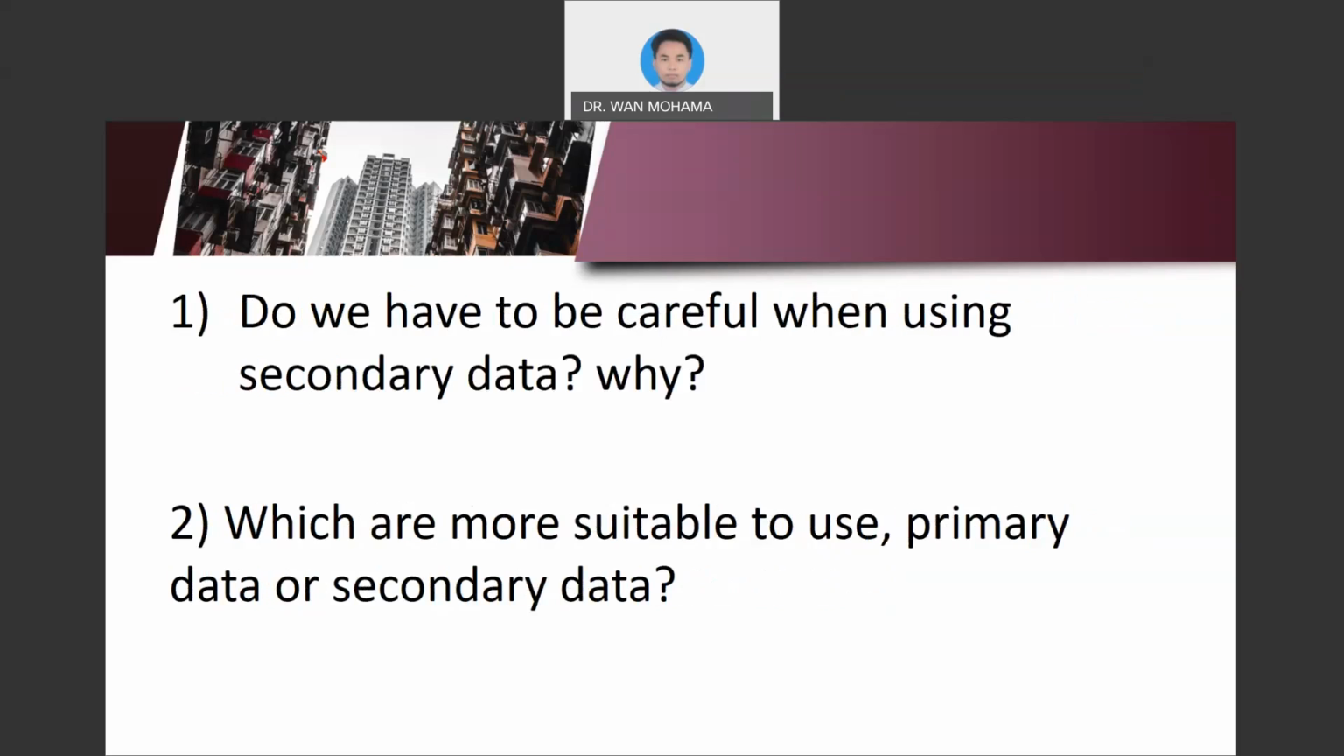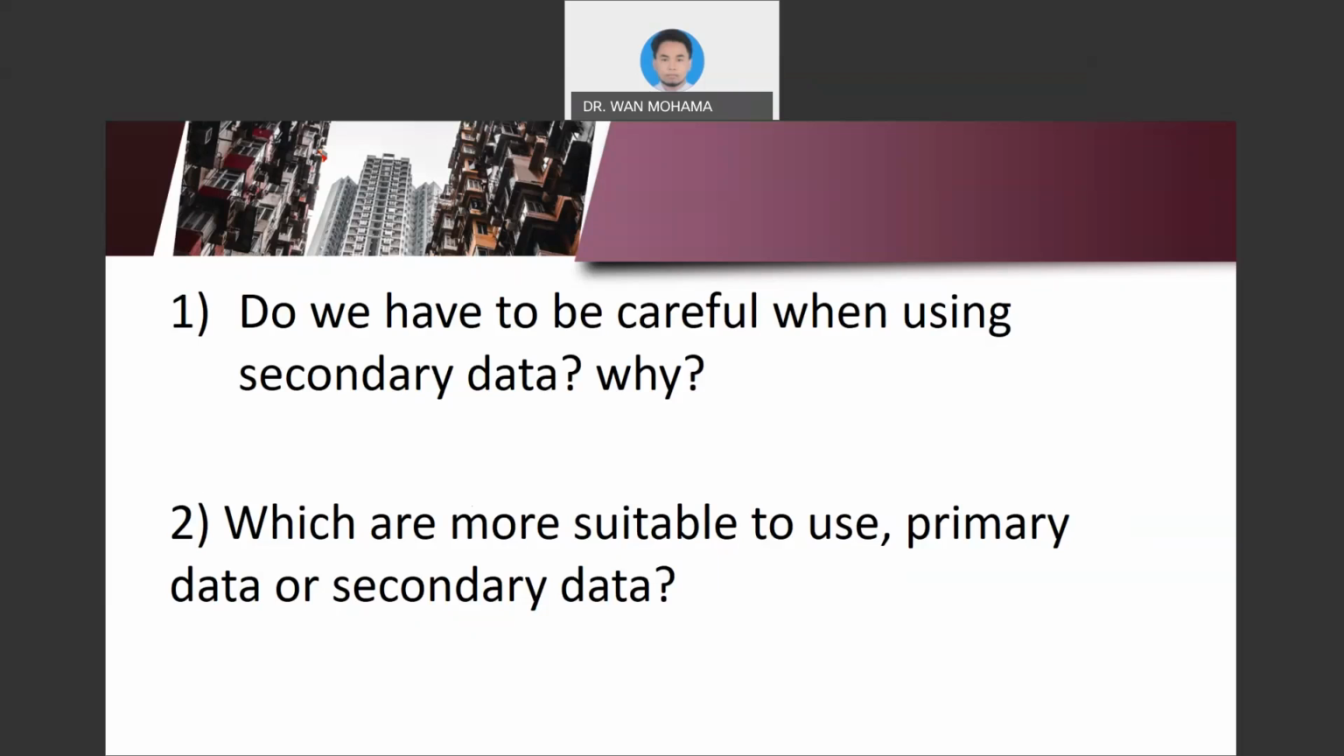Okay, next, do we have to be careful when using secondary data? Why? Actually, yes, because sometimes when we get data from any source, the data is very confidential. They just give you the information, the data, but sometimes the people from the original source don't want you to share the data with anyone, because the data is very confidential and maybe can affect our national security. It depends on the situation, on what kind of data you get.